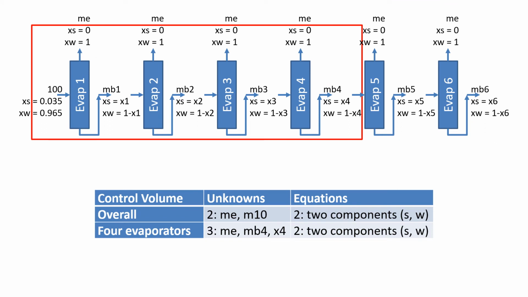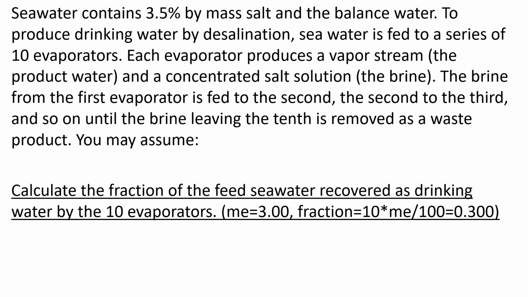And before doing so, I just want to tidy up the table here to show that we do have the 3 unknowns, ME, MB4, and X4. And there's 2 components present in those streams, salt and water. So we're going to solve for the unknowns associated with the overall control volume. And then from that, we're going to calculate the fraction of the seawater that's recovered as drinking water.